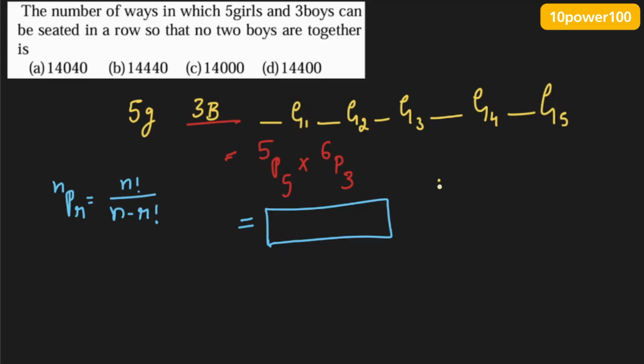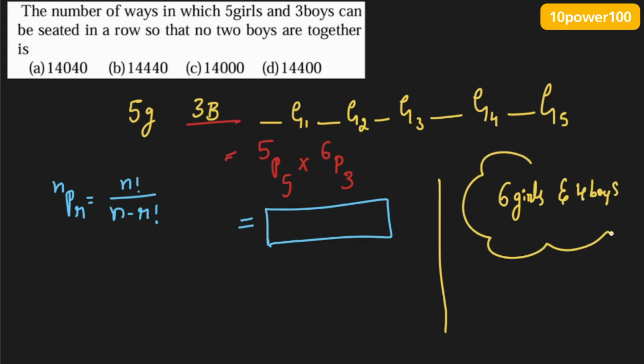Now I want you to try one more extension question, that is, the number of ways in which 6 girls and 4 boys can be seated in a row so that no 2 boys are together is. Okay, so this is what you should do. Try it out and comment your answers in the comment section.